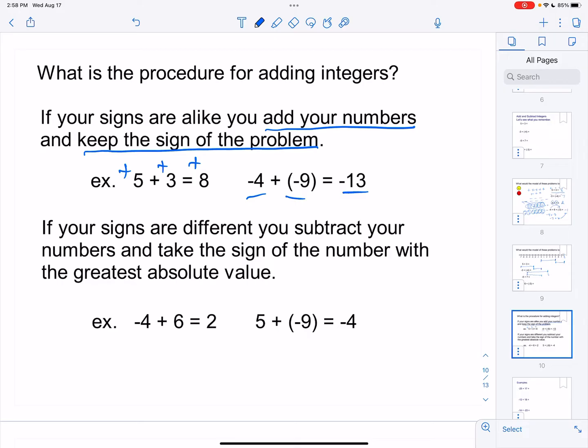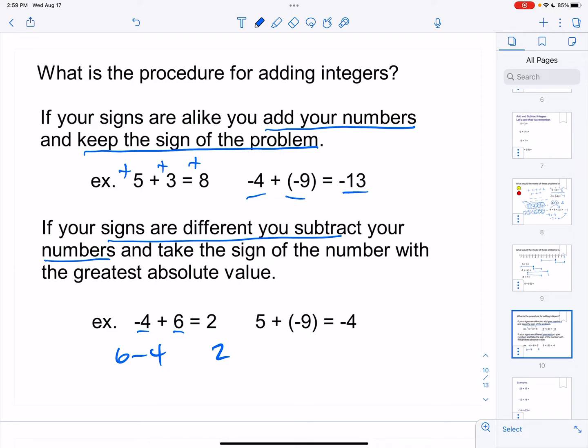Now, the hard part to remember is if your signs are different, in other words, one's positive, one's negative, no matter which order they come at you, we're going to subtract our numbers. We're going to take the bigger looking one, whichever one has what we call the greater absolute value, and subtract the smaller absolute value number from it. So in this first question down below, I'm going to do 6 take away 4, which gives me 2. Now, which one of those 2 numbers has the greater absolute value?